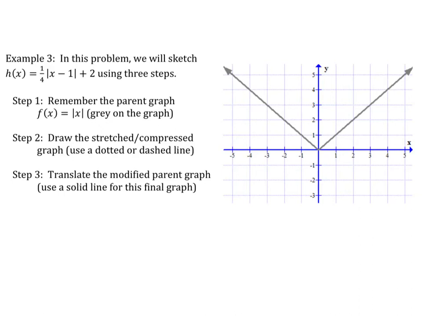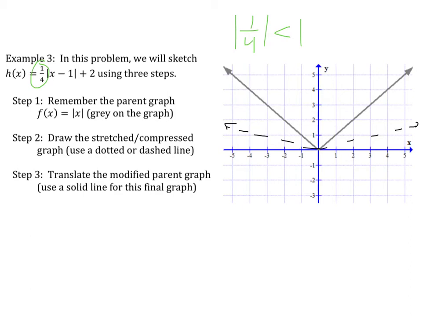So should this graph be stretched or compressed? Should it be taller or shorter? Well, because the coefficient is 1/4, and the absolute value of 1/4 is less than 1, this will be a compression. I'm going to do a dotted graph here that has the same V shape but has been compressed vertically. So I still have that V shape, but it's a lot wider.